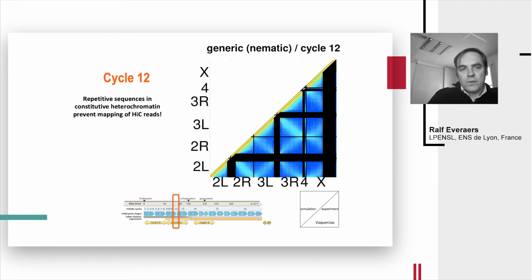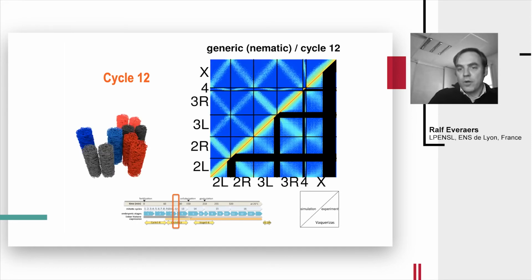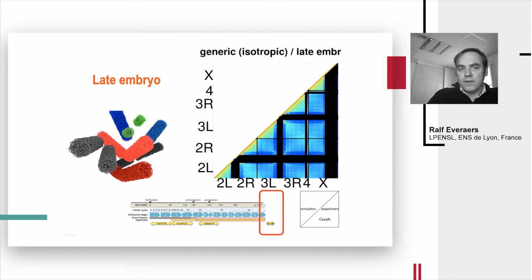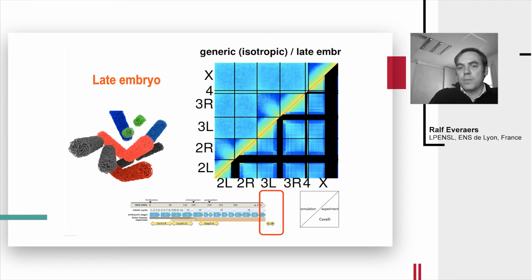Okay, so what do we see? We see that in cycle 12 we have Rabl-like features. If we simulate them, that comes out reasonably well. We can do the same thing in cycle 14. You see a bit more intermingling because cycle 14 is much longer than cycle 12. But if you look at late embryo nuclei, you see that these Rabl features totally vanish, and that now we better start from an isotropic state.